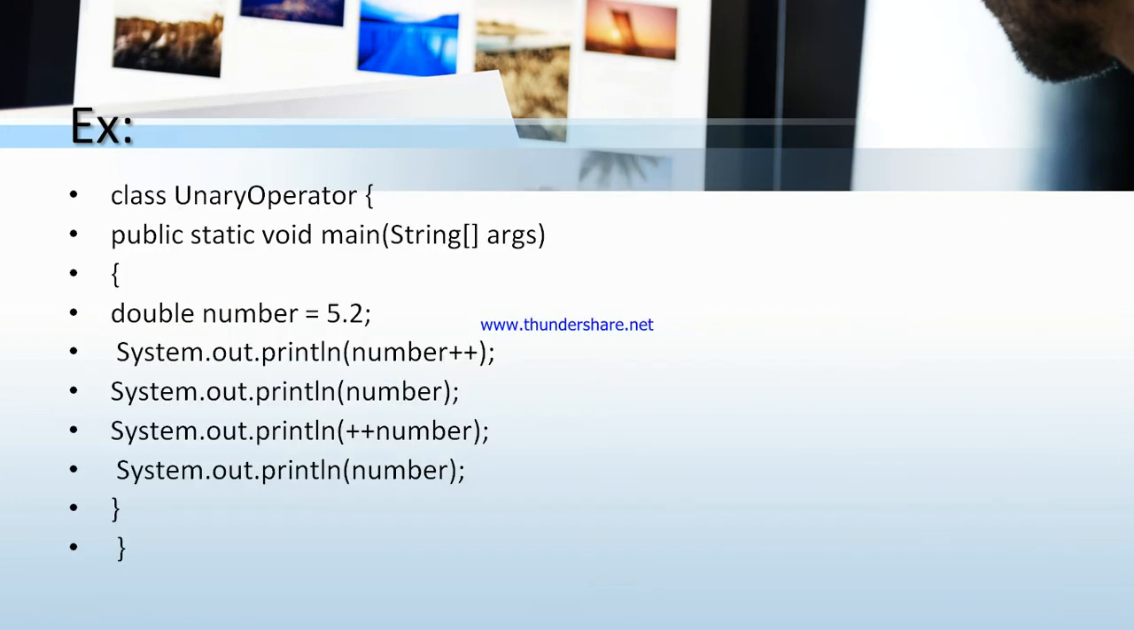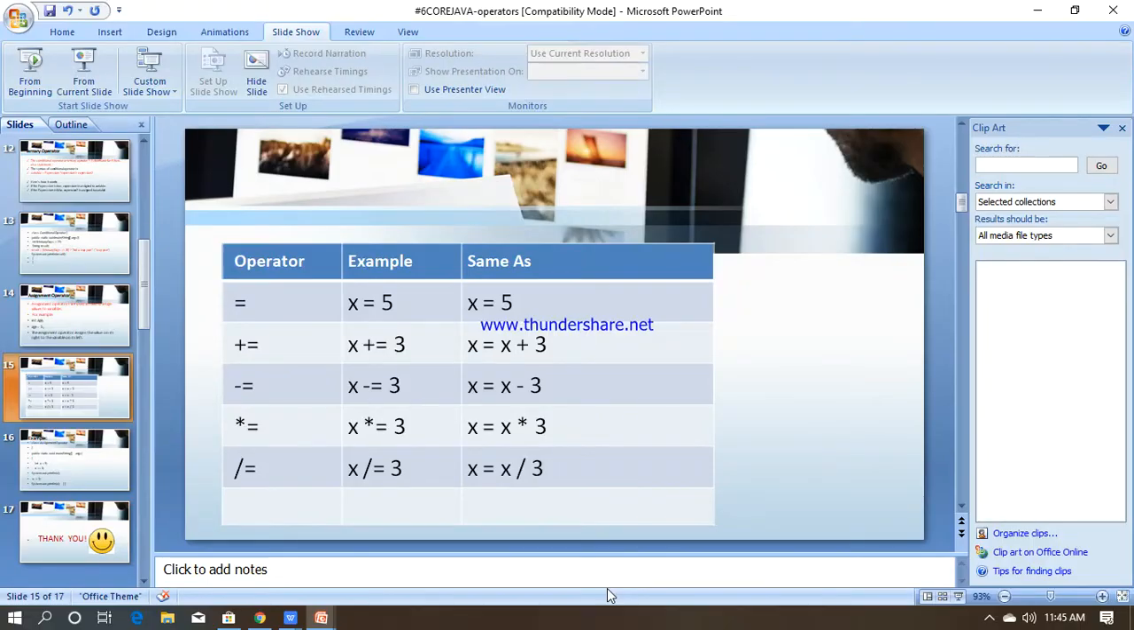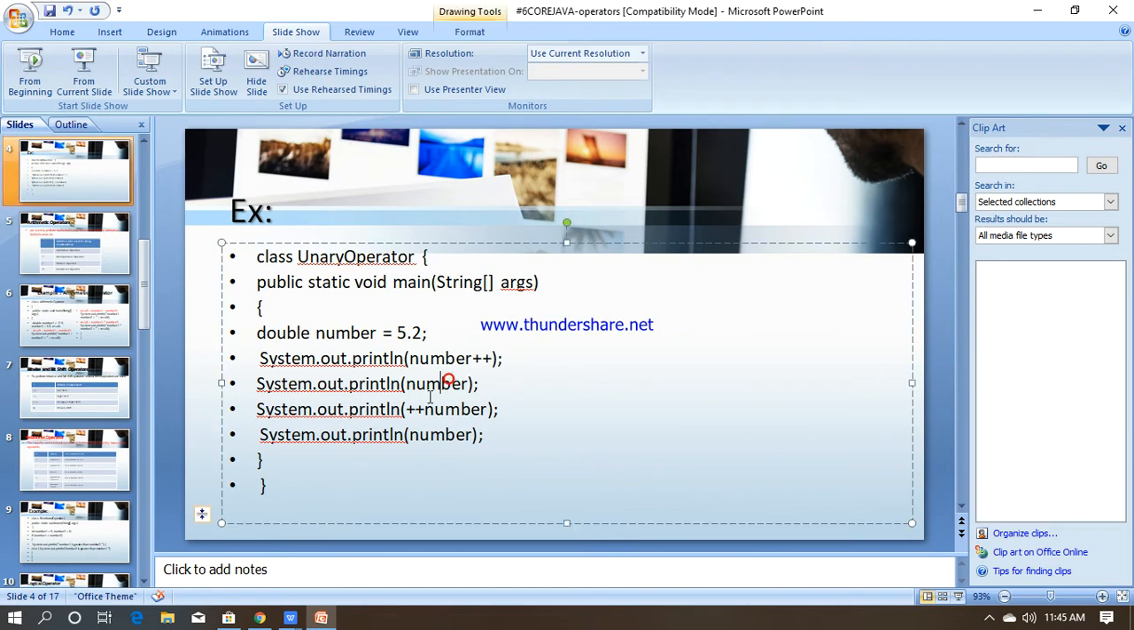Let's go for a small example here. We have a program called Unary Operator Java program, where I am going to give a double number equal to 5.2, and I am going to use the increment operator as well as the decrement operator. When you use the increment operator, it will add 1, so it will print 6.2. At last, when you increment again, it will print 7.2. It's a very small example, a part of the program for understanding purposes.